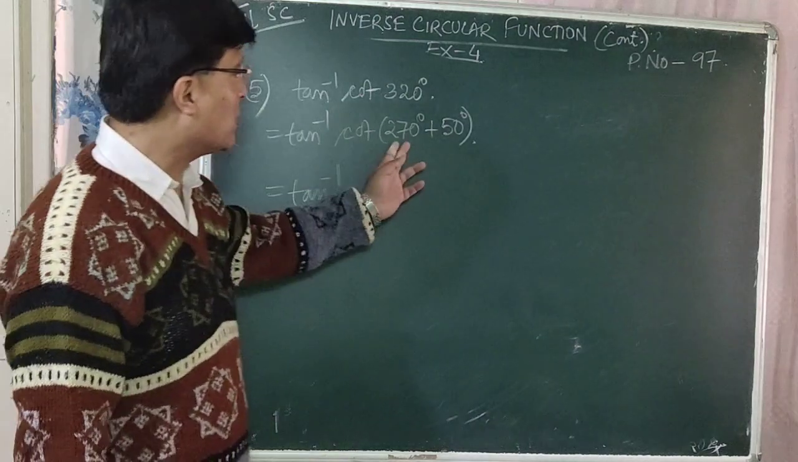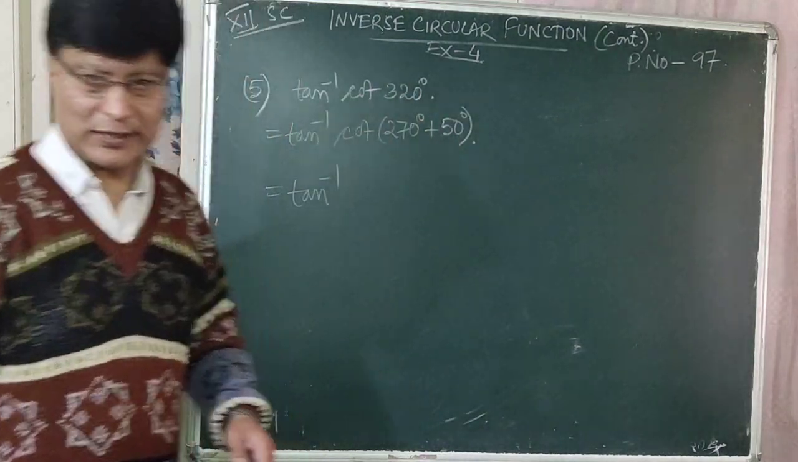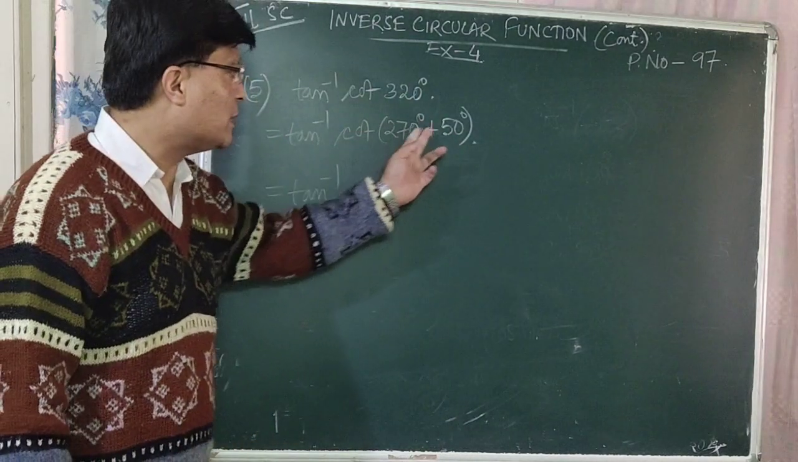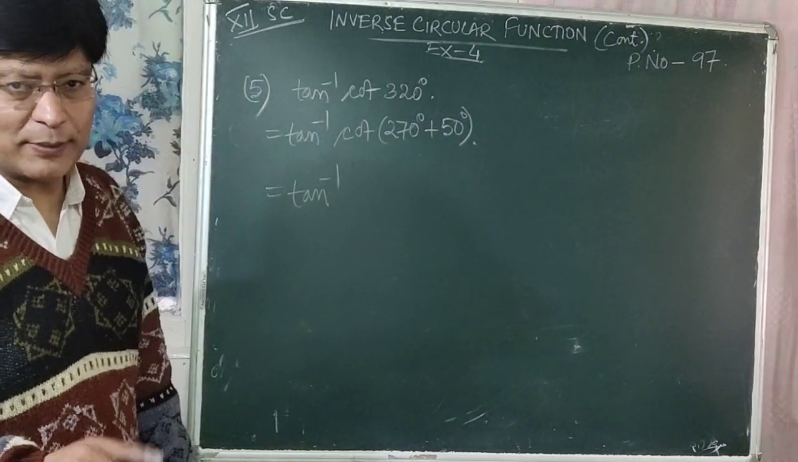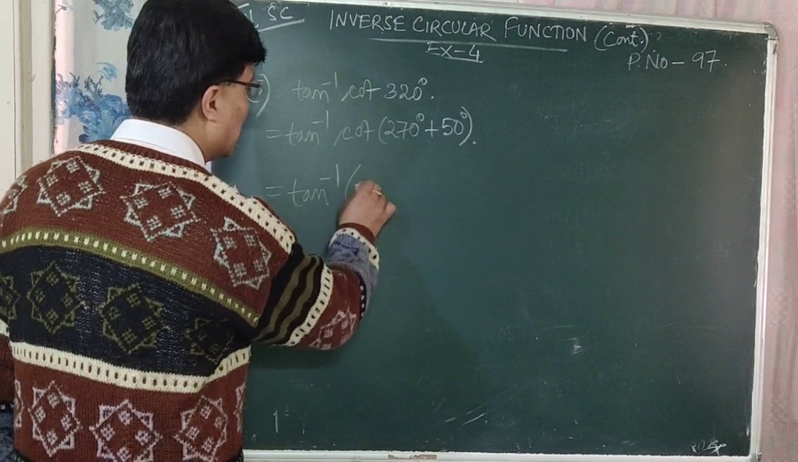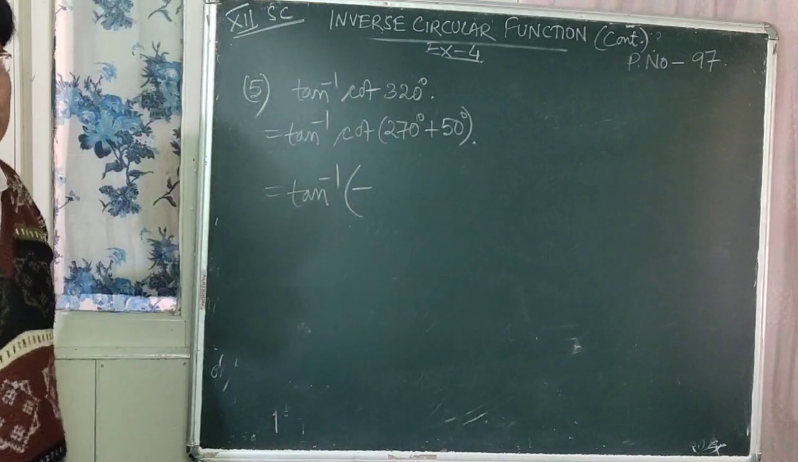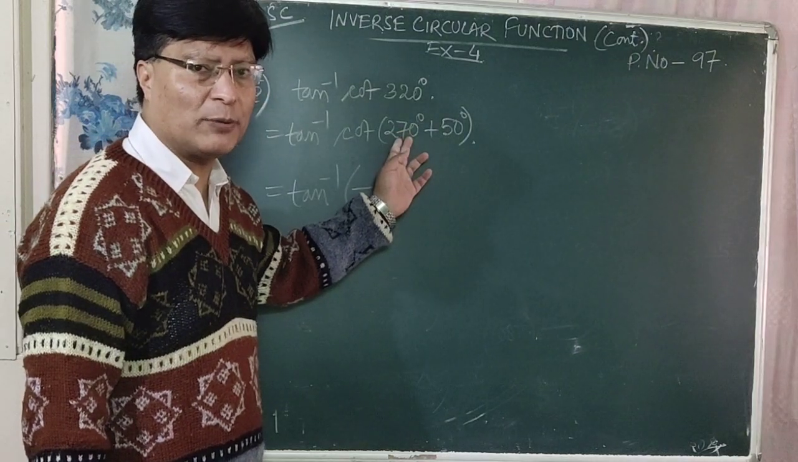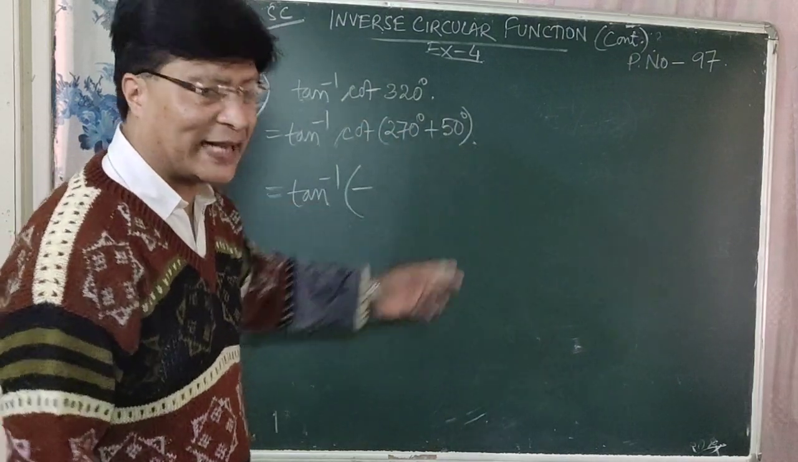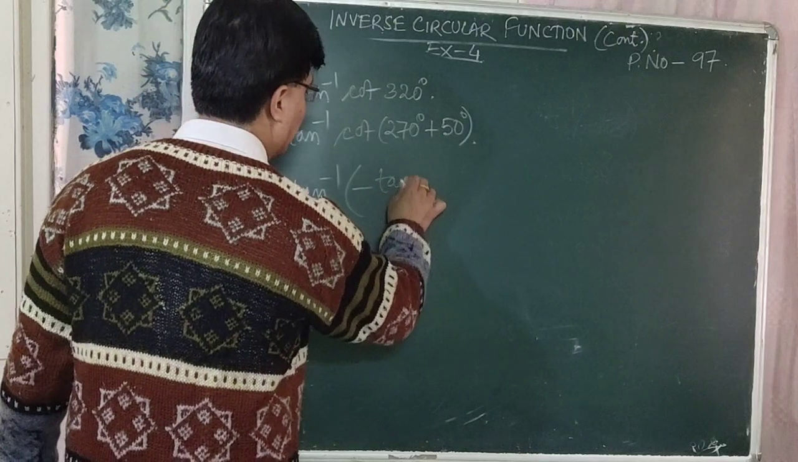So this is 270 plus 50, you know that this is 320 degree. What is cot 270 plus theta? It lies in the fourth quadrant, isn't it? 270 plus theta lies in the fourth quadrant. In the fourth quadrant, cot is always negative. And since this is 270, an odd multiple of 90, cot changes to tan. That is tan 50 degree.